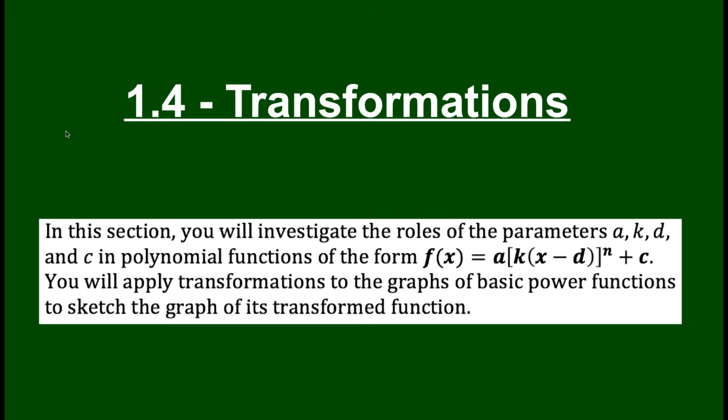This is lesson 4 on transformations. In this lesson, we're going to be doing transformations of power functions, and we learned what power functions were earlier in the unit. So you should remember from previous courses what the parameters a, k, d, and c do to transform any function. We're just going to apply those parameters to power functions, like you see here.